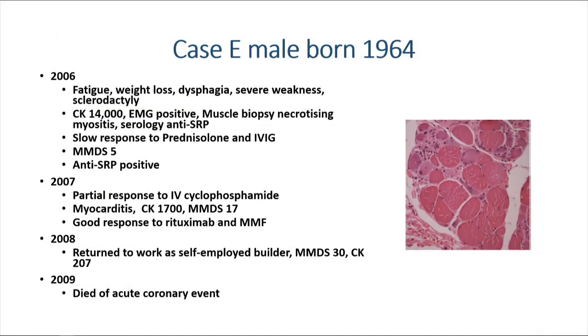I think I've just almost come to the end. I'm just going to show you another case. I'll go through this quickly. This is another male patient of ours who presented with fatigue, weight loss, dysphagia, severe weakness. In fact, he had a bit of sclerodactyly, sclerodermatous skin, high levels of CK, a necrotizing myositis. And he didn't respond initially to prednisolone and IVIG. He was anti-SRP positive. But he had a partial response to IV cyclophosphamide.